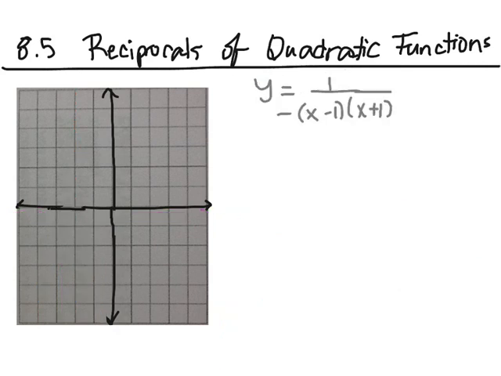For this quadratic, we know we're going to have two vertical asymptotes when x minus 1 equals 0 and when x plus 1 equals 0. So at x equals 1, x equals negative 1. So let's just draw those in right now, a broken line going through those x values.